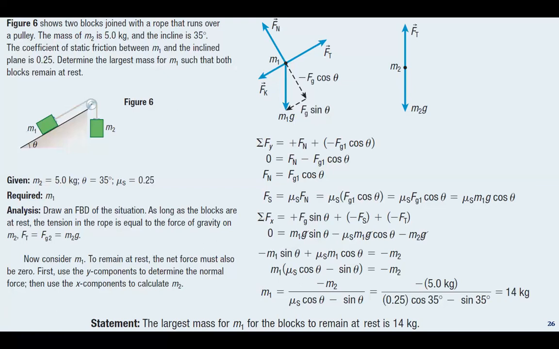So we have all the numbers. Then put all the numbers in. We have m1 is approximately 14 kilograms. Therefore, we can make the final statement. The largest mass for m1 for the blocks to remain at rest should be around 14 kilograms.